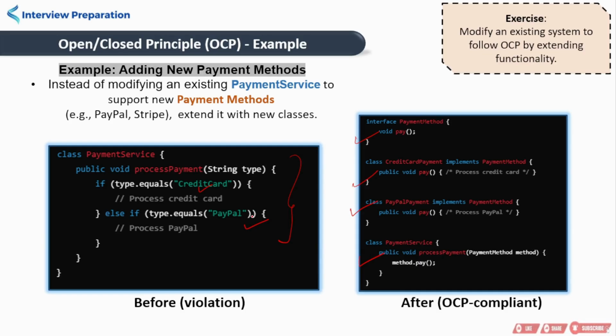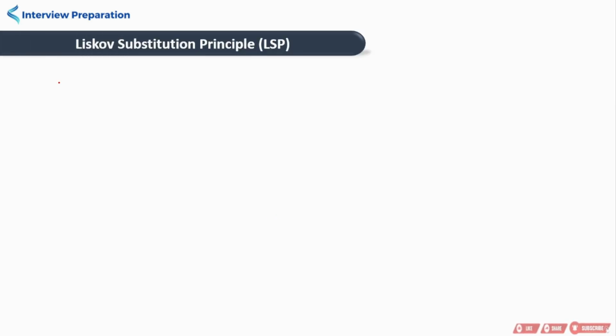By following this principle, you make your code more flexible and easier to maintain. Adding new payment methods in the future becomes a breeze. Just create a new class for each method without touching the existing code. Let's check the next principle.